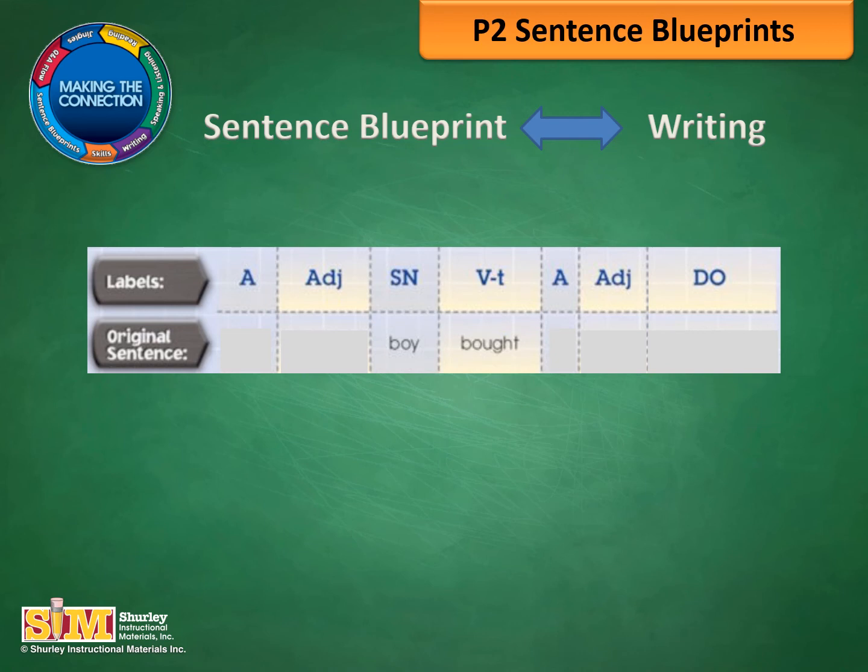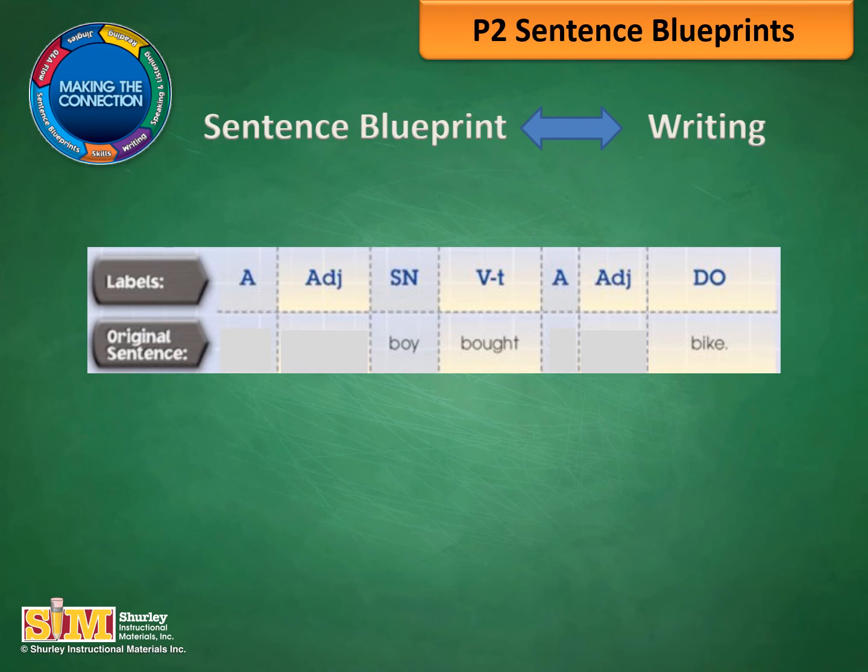To determine their direct object, the student must say the subject noun and verb together and then ask what or whom. It would sound like this. Boy bought what? The answer this student chose was the word bike. After writing the word bike beneath the direct object label, the student must come up with an adjective and an article adjective to modify the direct object.